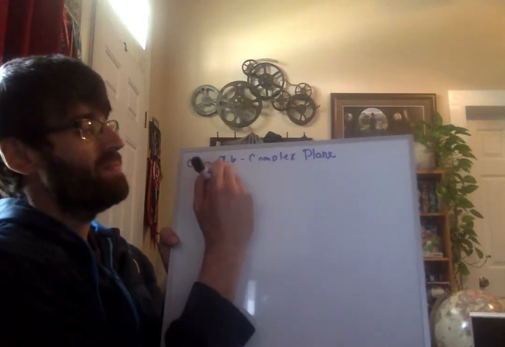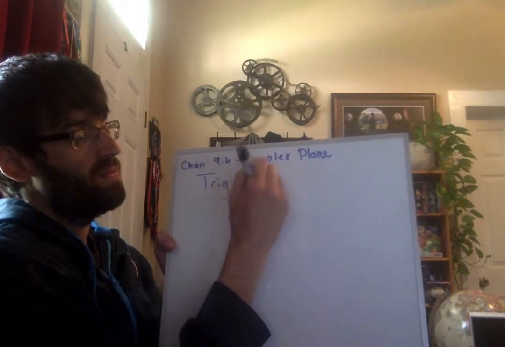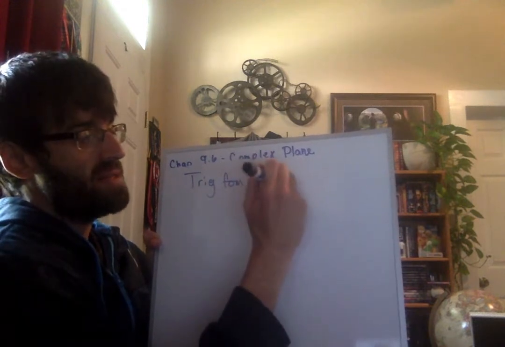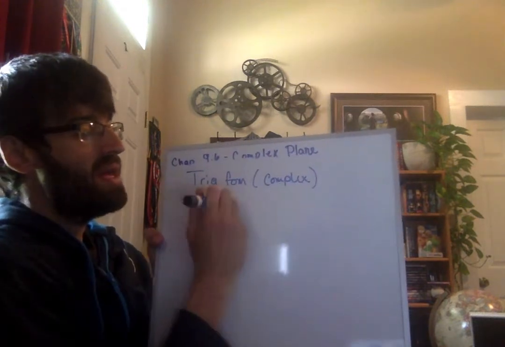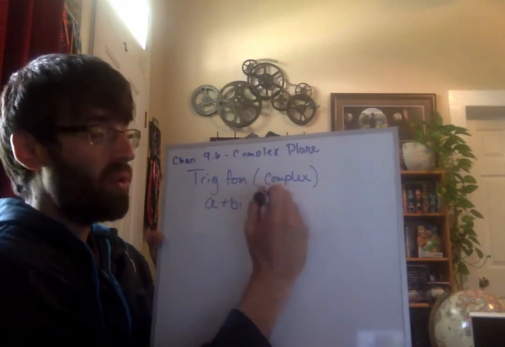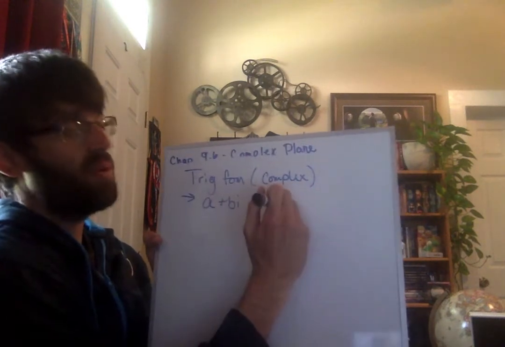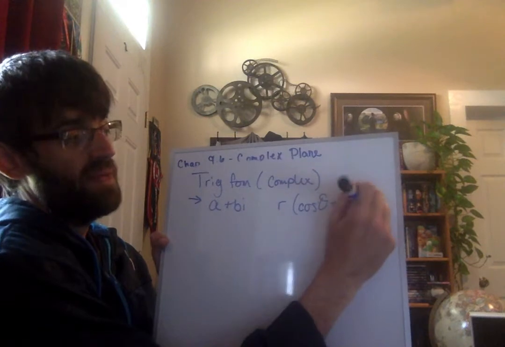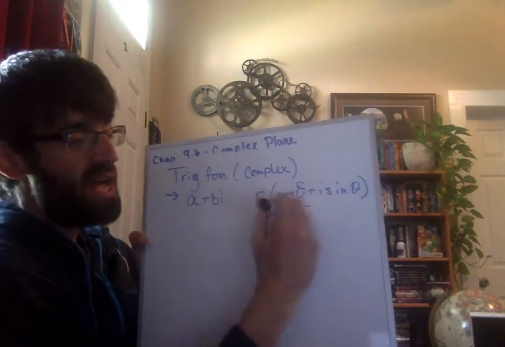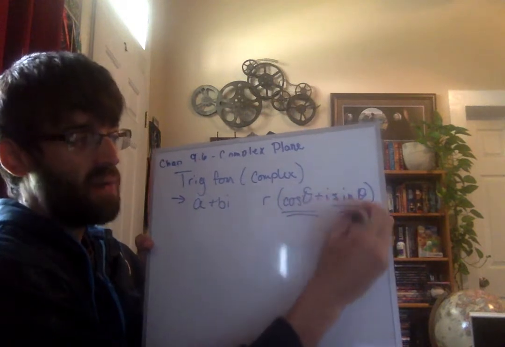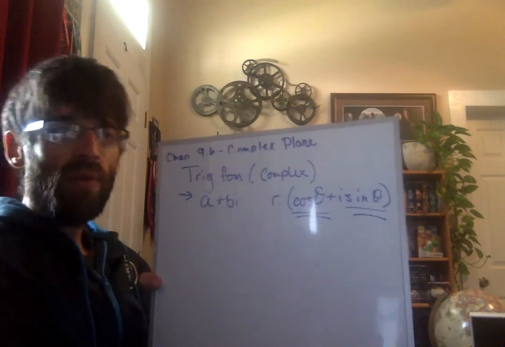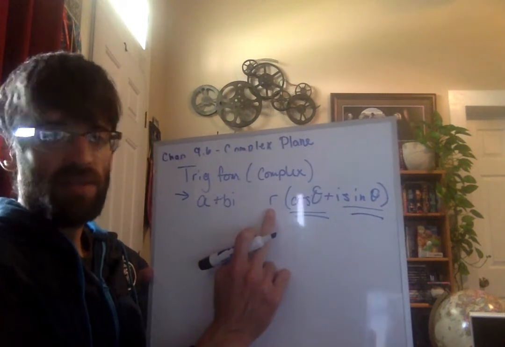Now, this is the trig form. It is of the complex number a plus bi. So if the rectangular form is this, the polar form is r cosine of theta plus i sine of theta. The reason is that this is my x coordinate and this is my y coordinate. Kind of the same thing as the rectangular and polar coordinates of a point. I want to find that angle and I want to find out how far from the center that is.